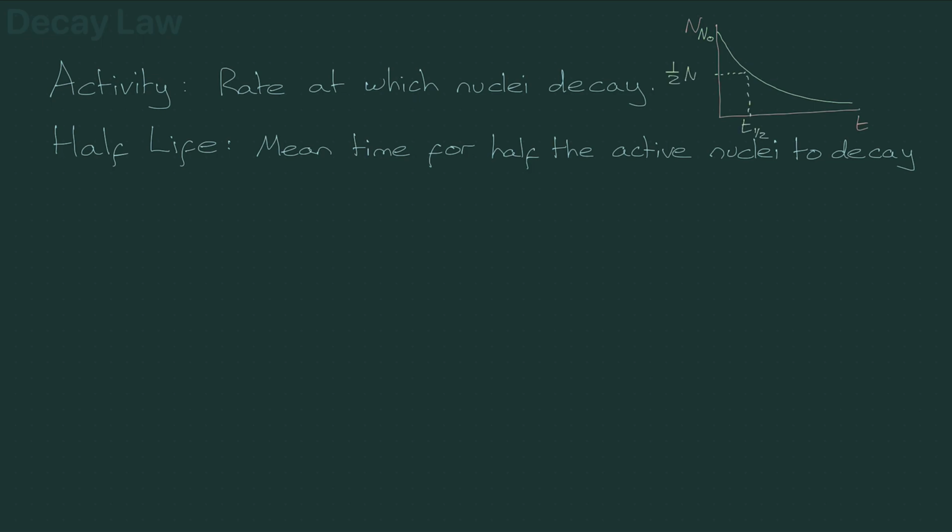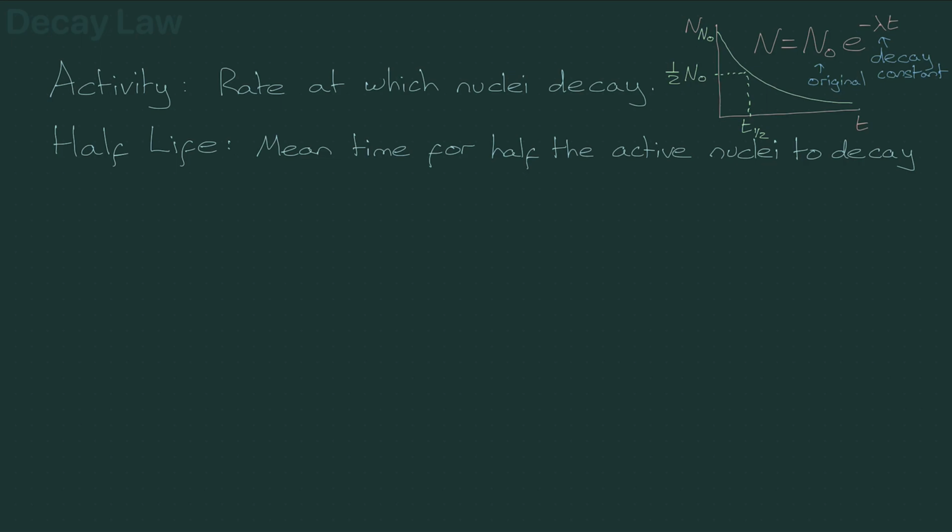This line has an equation N equals N0 e to the minus lambda t. The current number of undecayed nuclei, N, is equal to the original number, N0, multiplied by e to the minus lambda t, where t is the time and lambda is a constant, called the decay constant. We'll get to that later.